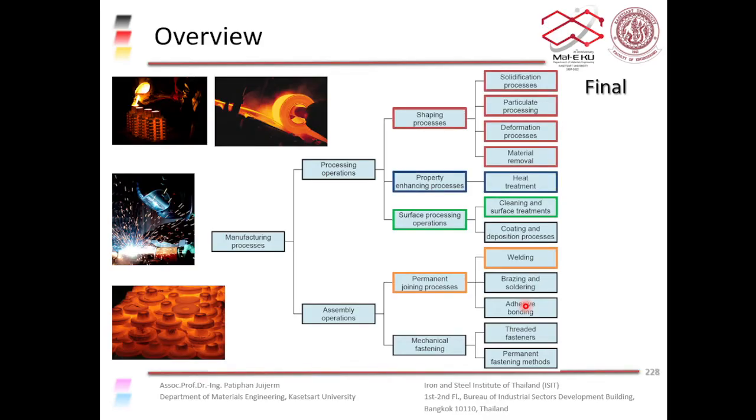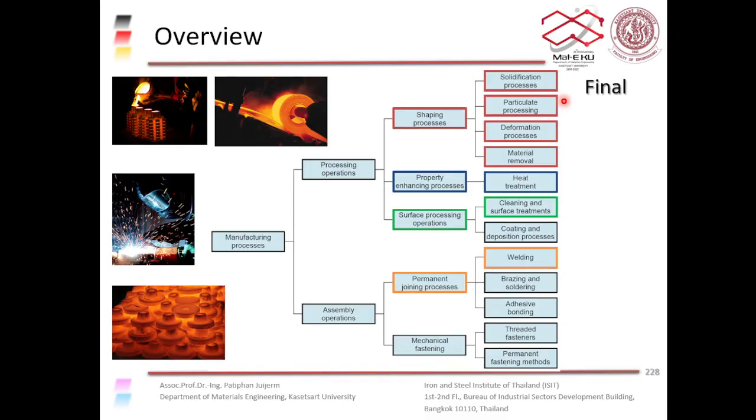Okay, so for the final exam, these are the topics that we're going to cover. Right. So the manufacturing processes can be divided into two main categories. You have the processing operations and assembly operations. Right. We are mainly going to look at the processing operation, like metal shaping, right? Shaping processes like casting or solidification process, particulate processing, like powder metallurgy, where you use metal powder to form into the shape that you want.